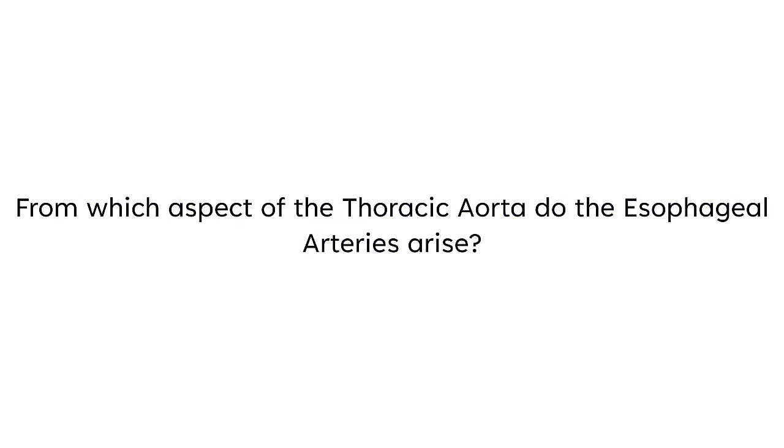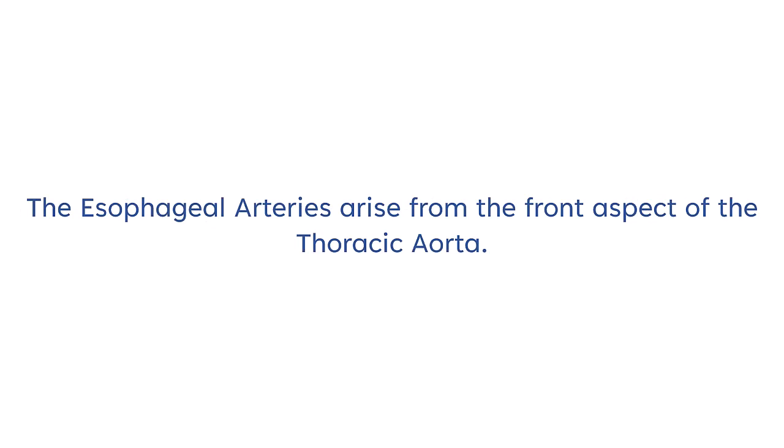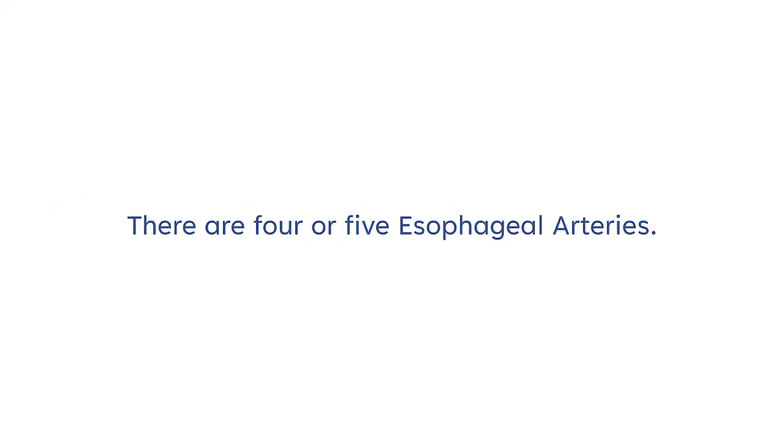From which aspect of the thoracic aorta do the esophageal arteries arise? The esophageal arteries arise from the front aspect of the thoracic aorta. How many esophageal arteries are there? There are 4 or 5 esophageal arteries.